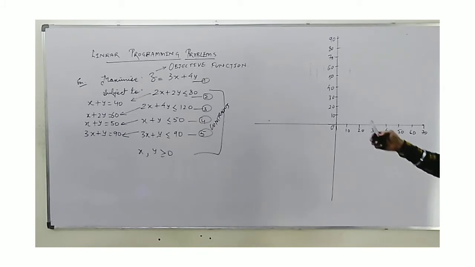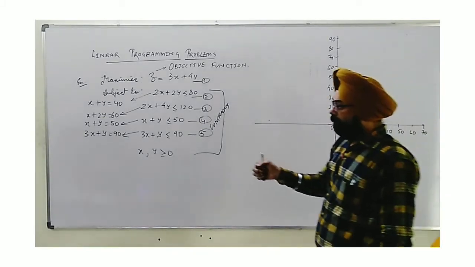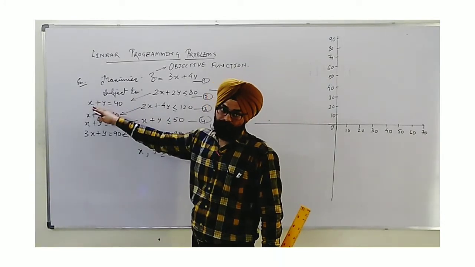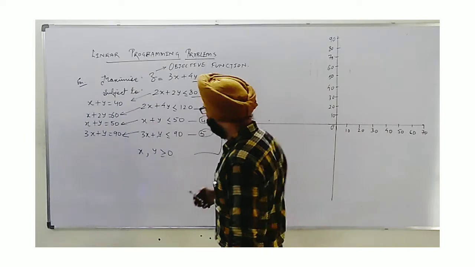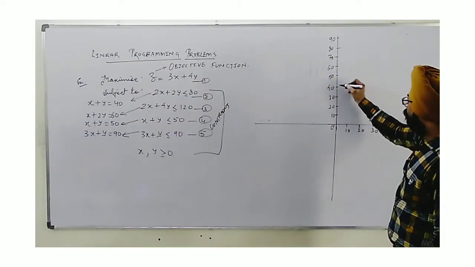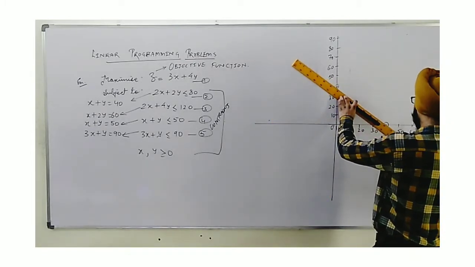First one, now for equation number 1, x plus y is equal to 40. If I take y is equal to 0, x comes 40, and x equal to 0 means y is equal to 40. So 2 points we have, 40, 0 here, and 0, 40. These two are to be joined to get equation number 1.